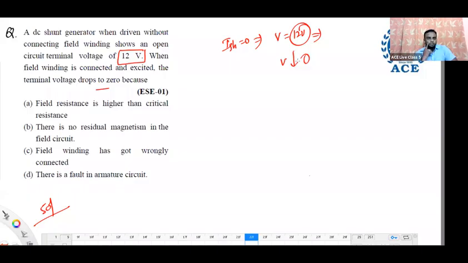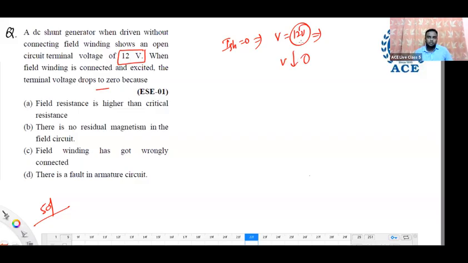What is the problem? The field winding has been wrongly connected. That's why I said, in order to build voltage, you should connect the field winding properly. Properly means when the field winding is connected, field current flows. That field current produces a flux, and that flux should add to the residual flux. Then the resultant flux increases, and voltage also increases.